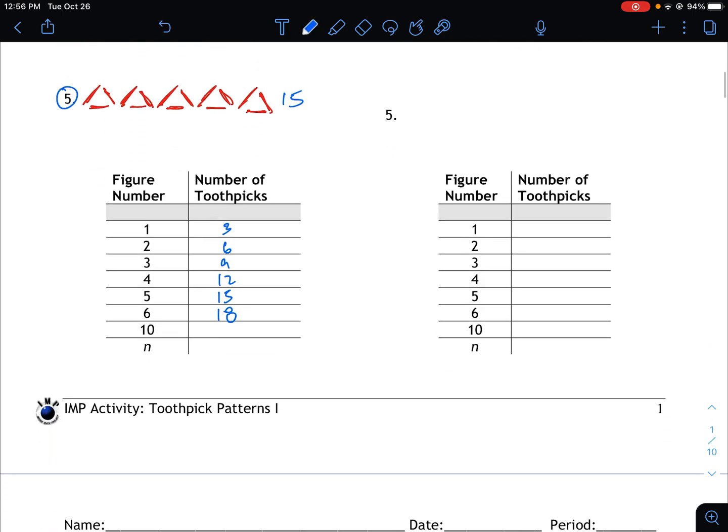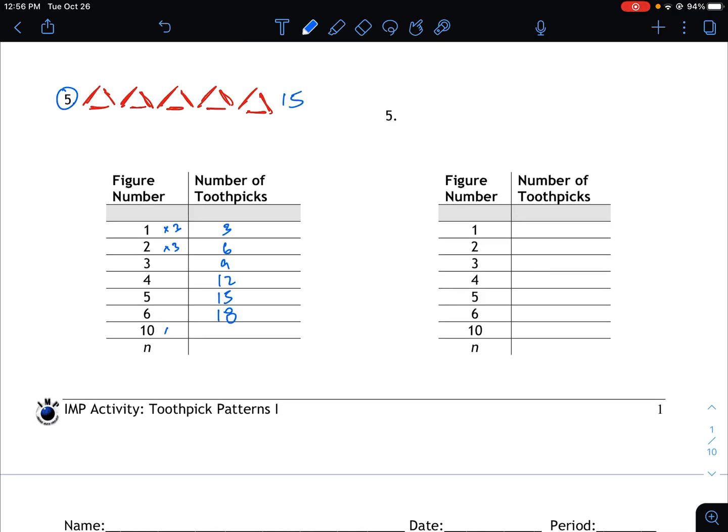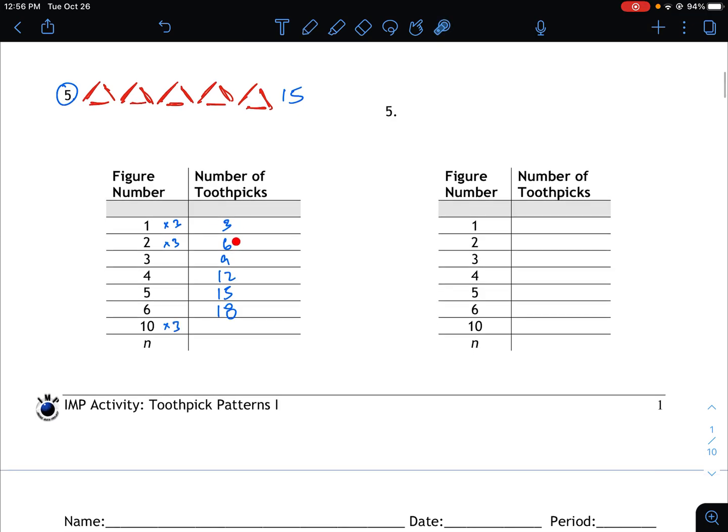So basically, I'm just multiplying by 3. Every time I multiply by 3, I get the number of toothpicks. So 1 times 3 is 3, 2 times 3 is 6. If it's the 3rd figure, multiply that by 3, I get 9. So if it was figure 10, multiply that by 3, I get 30. So n is a mystery number, but how would I figure out the number of toothpicks? Well, you do the same thing. You multiply by 3, and so the number of toothpicks would be n times 3. Or, more common way of writing that would be 3n. Sorry, that's not a very good 3n.